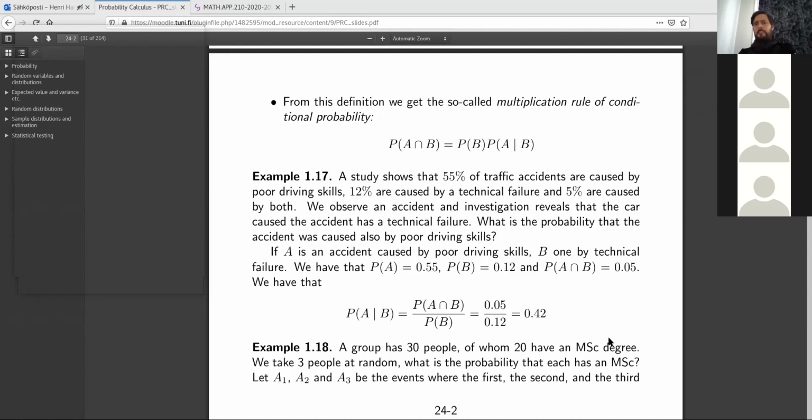5% are caused by both. 55% of all traffic accidents are caused by poor driving skills. So let's call A the accident caused by poor driving skills, B an accident caused by technical failure. We observe that there is a technical failure in this case. So what's the probability that the driver had poor driving skills? Well, it's the conditional probability of poor driving skills under the condition of technical failure.